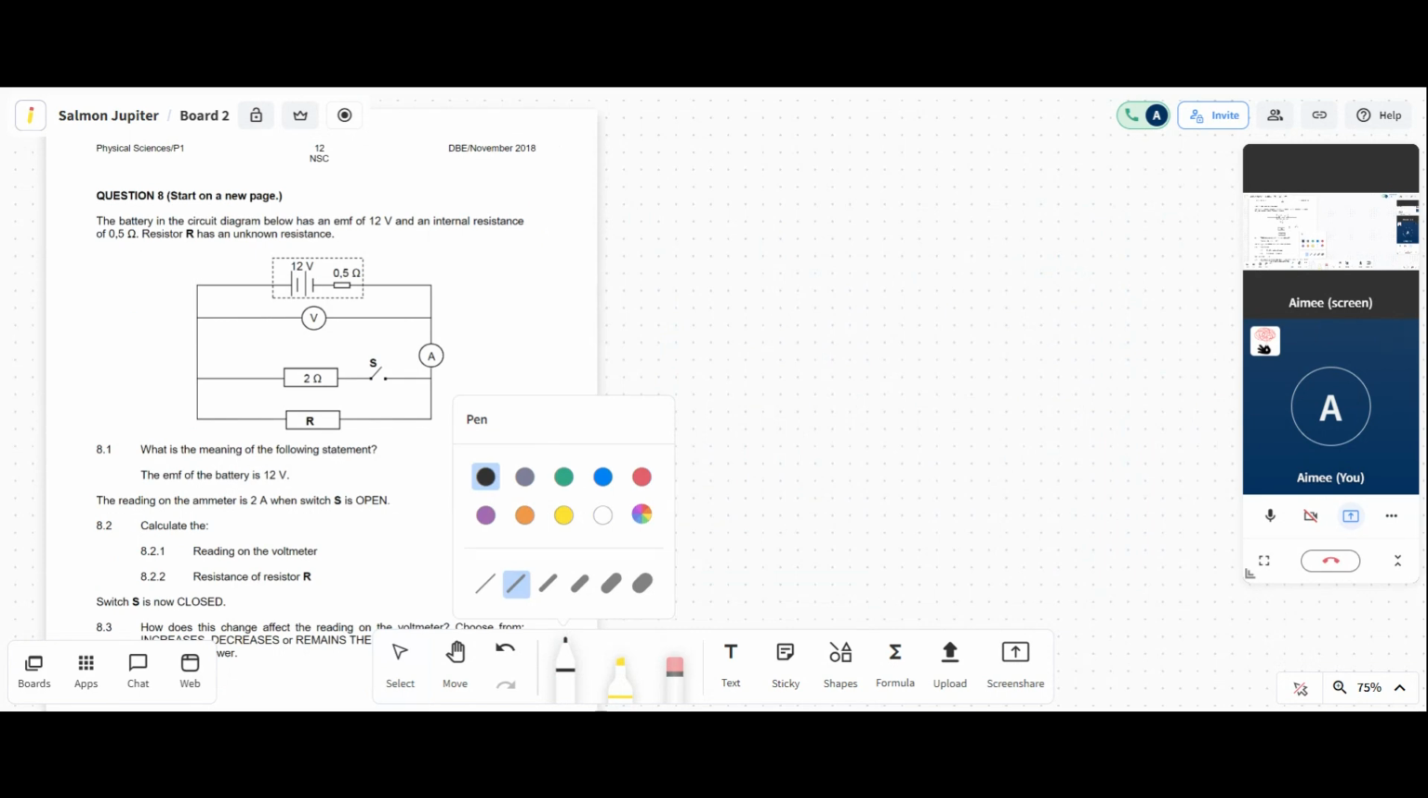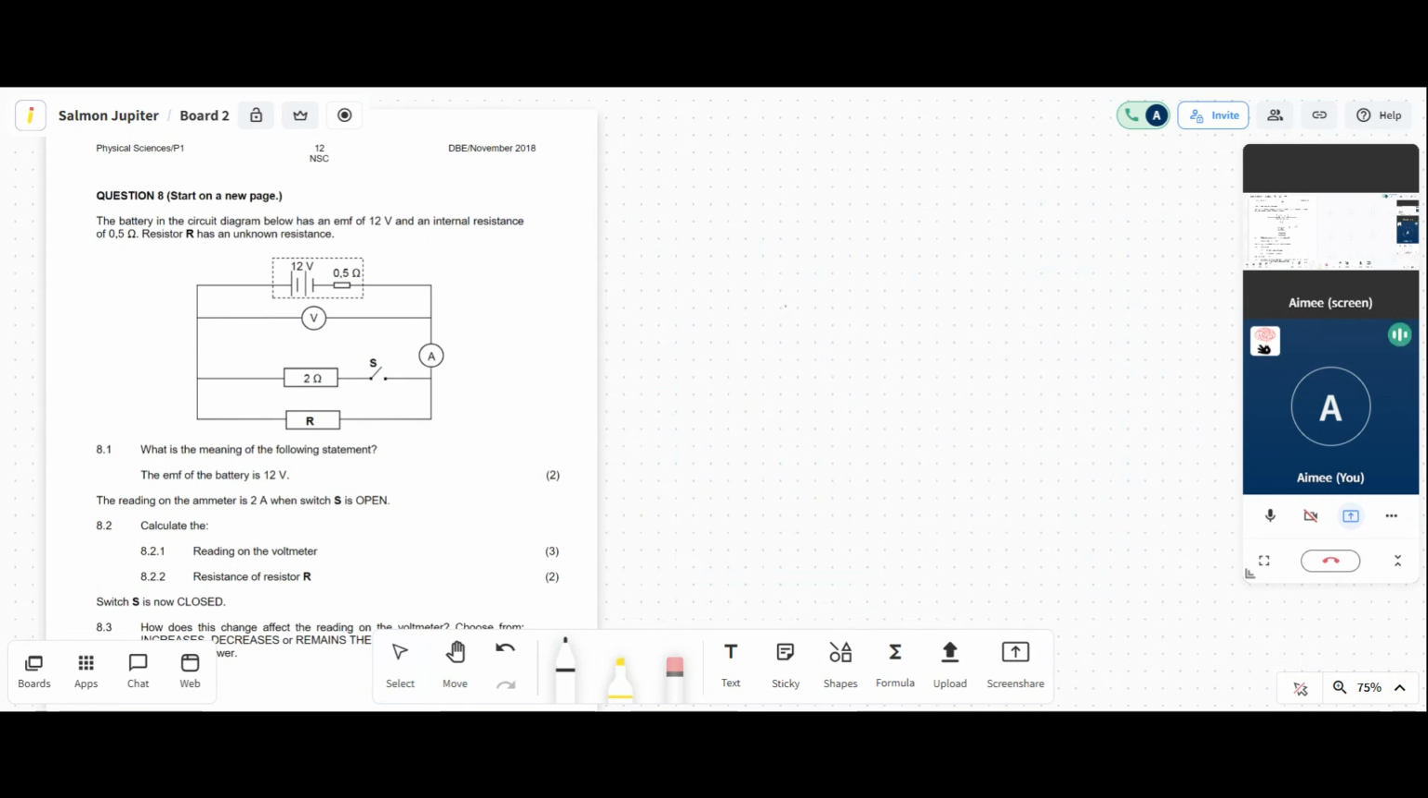Okay, question 8. The battery in the circuit diagram below has an EMF of 12 volts and an internal resistance of 0.5 ohms. Resistor R has an unknown resistance. Okay, so 8.1. What is the meaning of the following statement? The EMF of the battery is 12 volts. So what does that statement mean?